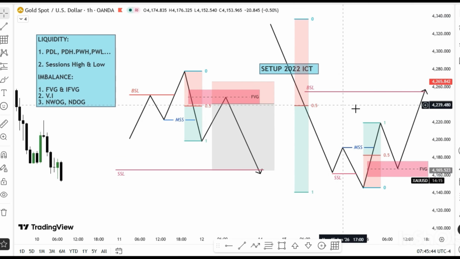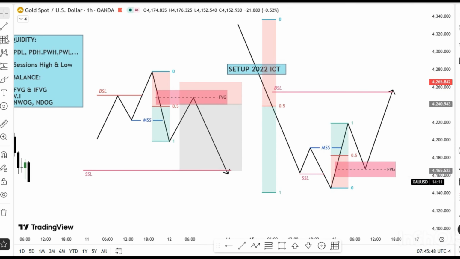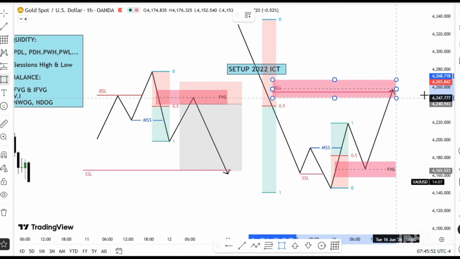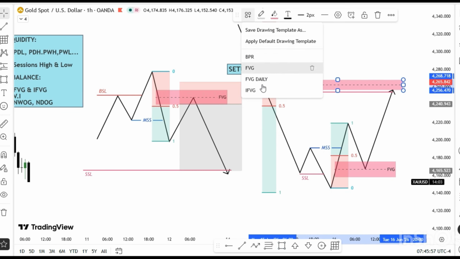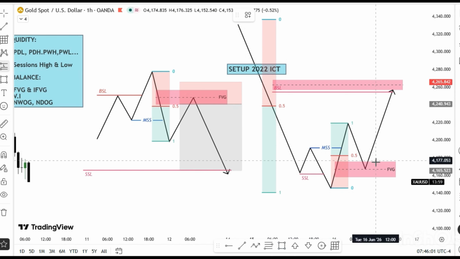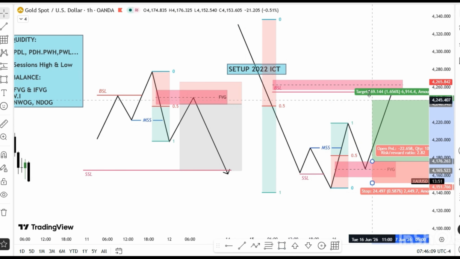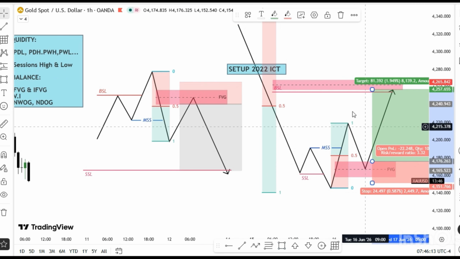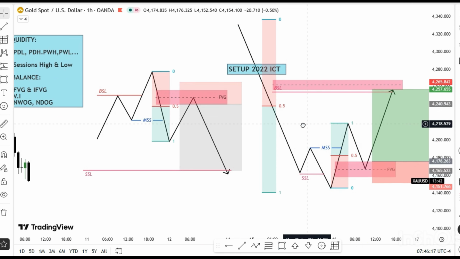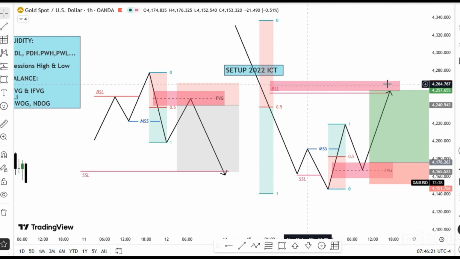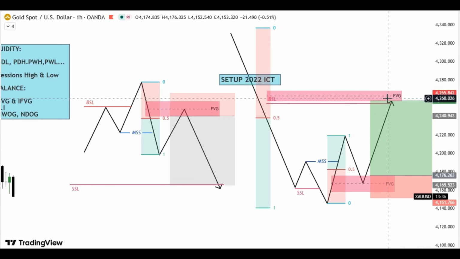But here is the golden rule of risk management. When price hits the 50% equilibrium of that previous leg, especially if there's an FVG there, you must take partials. Lock in some profits. Once you pay yourself, you can risk-free the rest of the trade, move stop to break even, and let it ride to the end of that price leg. But never skip taking partials at the 50% mark.